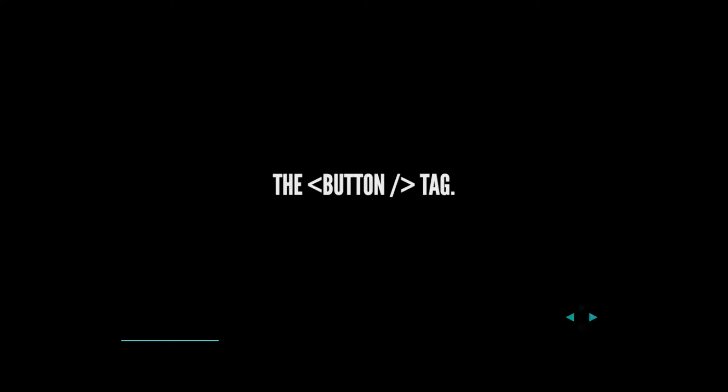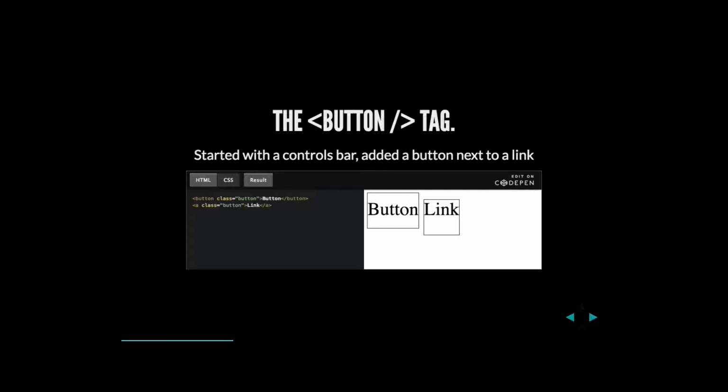So we'll start with the button tag first. Everyone has buttons, and somewhere in there you're going to want to do this. You want to put a button next to a link that looks like a button, and when you add some backgrounds and some borders, you get this. And this is really annoying.